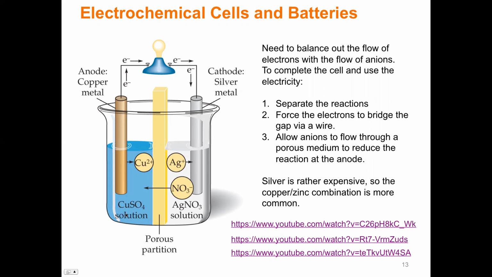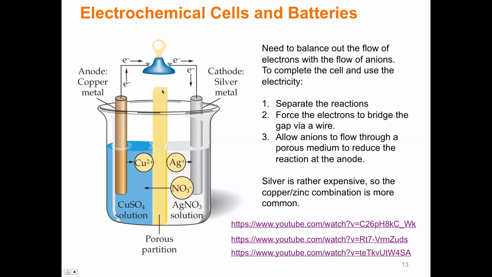Now, what's going to happen is that you're going to have a buildup of positive charge on this side, and you're going to have a buildup of negative charge on this side as the positive ion in the salt is diminishing. And this causes a problem. So you need to have some sort of way for this negative to neutralize out the positives on this side.